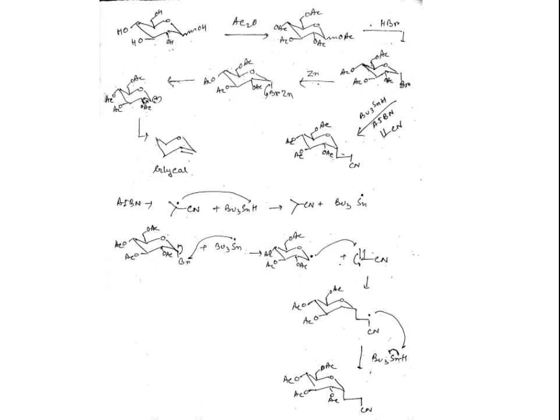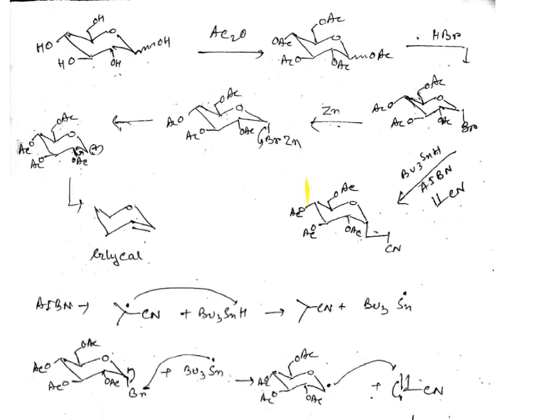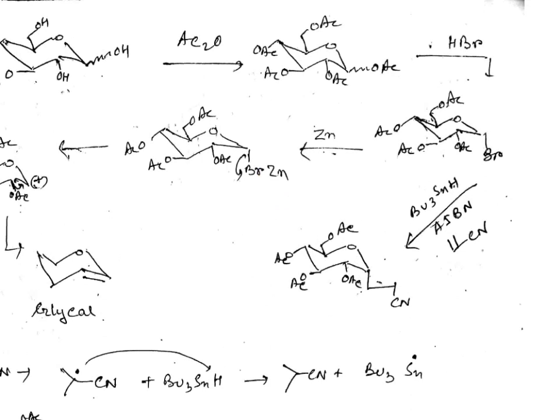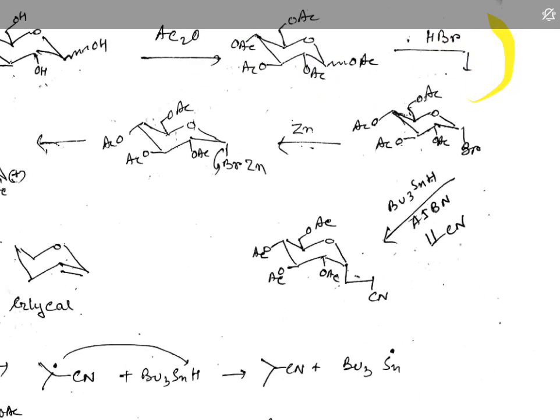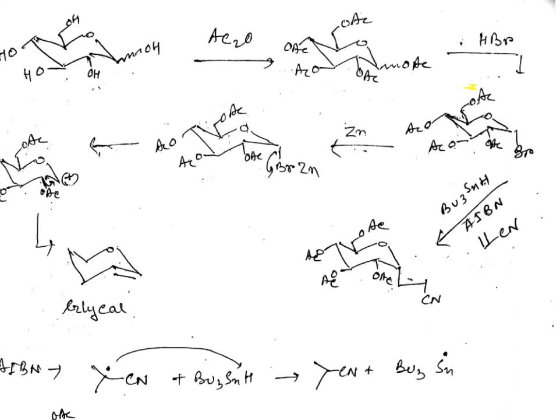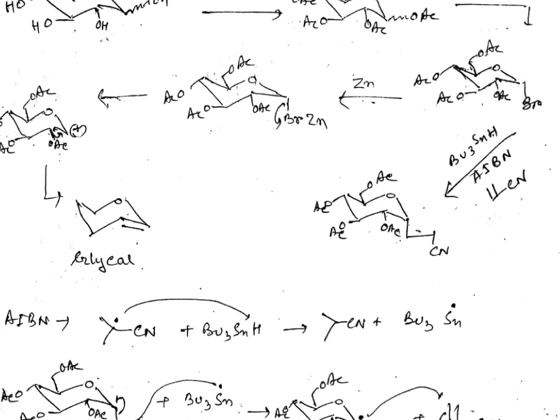This is another mechanism which I have shown. If you wish, you can just do this yourself. First take this glucose, then react it with acetic anhydride, then you will get pentaacetate, and then react it with HBr. Then this bromine will take the axial position, and then from this, if you give zinc, this zinc will snatch this bromine and form a glycal.